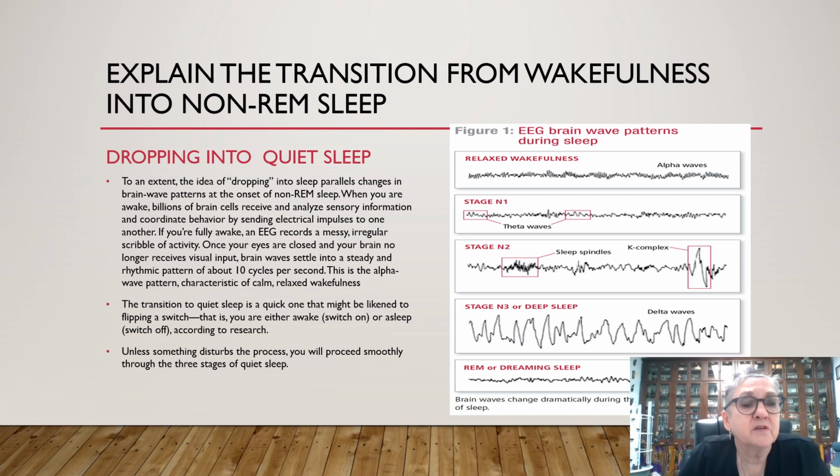When you're awake, billions of brain cells receive and analyze sensory information and coordinate behavior by sending electrical impulses to one another. And this is reflected in an EEG. So if you're fully awake, your EEG may look messy, irregular, like a scribble of activity.